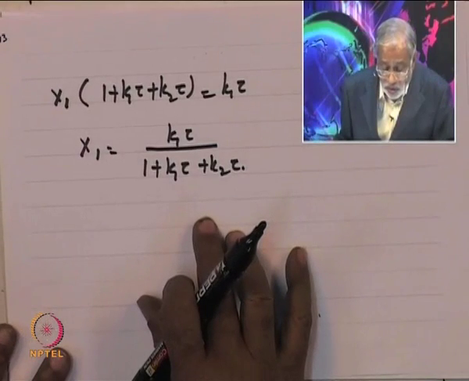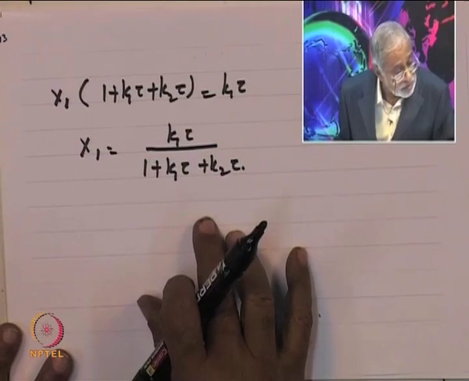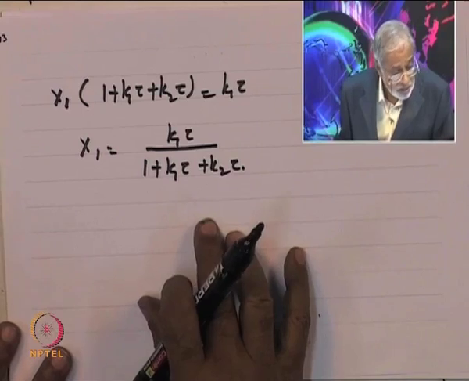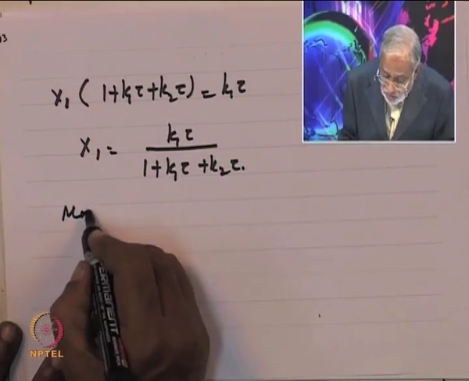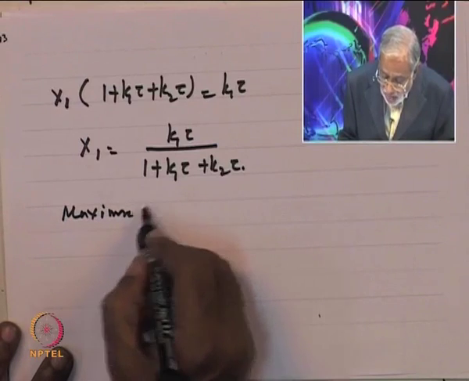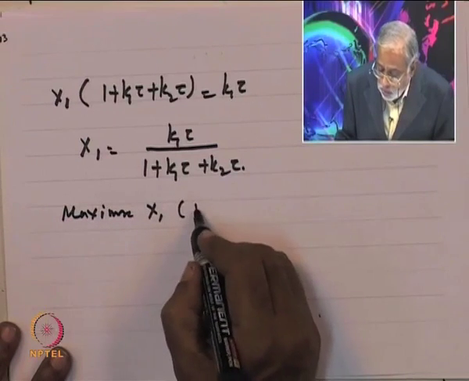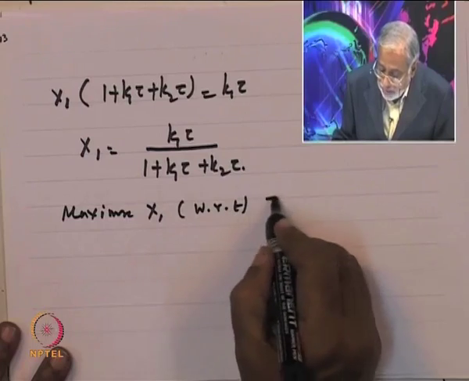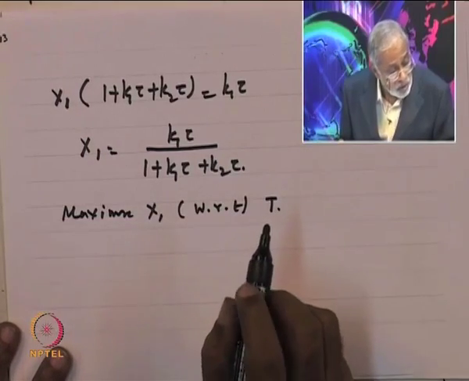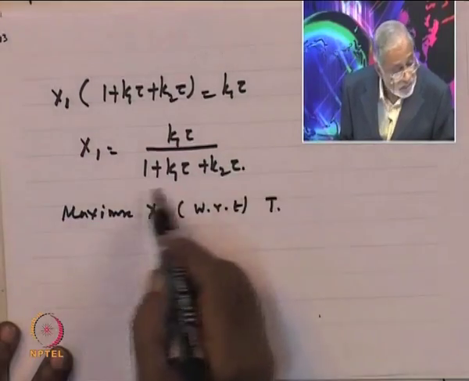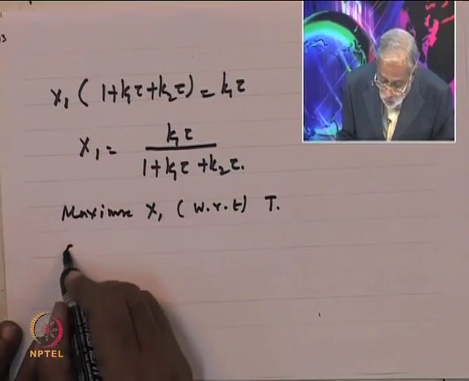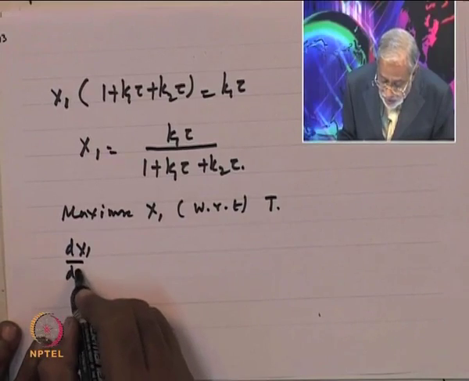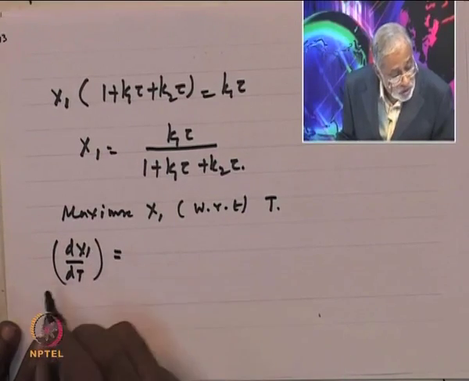What is it that we would like to maximize? We would like to maximize X1 with respect to T, which means that we have to differentiate, dX1 by dT. We have dX1 by dT, we have to find out what it is equal to.